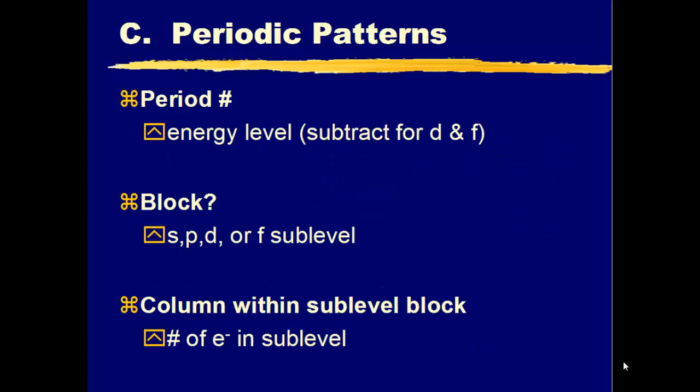Okay, let's review what we know about the periodic table and the patterns that we see for the electron configurations. The period number, those big numbers that go down the left side of the table, those tell you what energy level the outermost electrons are in for an element. Don't forget you have to subtract 1 for the d's and 2 for the f's. The block that the element is in, s, p, d, or f, tells you the sublevel.